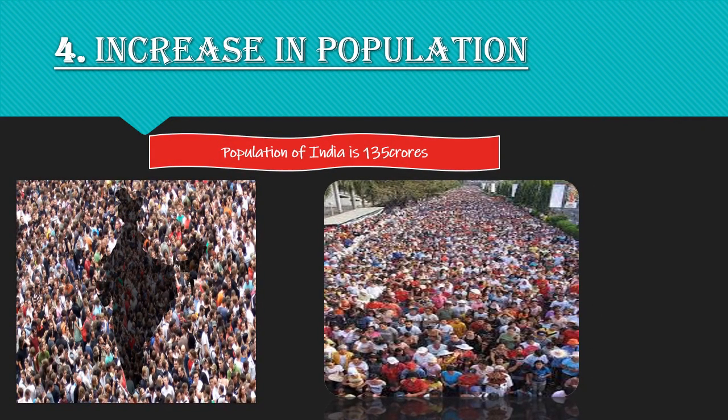So the next point is the increase in population. As you all know, India is in second position in terms of population in the world. In the first position there is China with a population of 139 crore, and in our country the population of India is 135 crore. You can just imagine, if the population is this much, then obviously it requires huge funds for the welfare of this many people. So it is becoming a reason for the increase in public expenditure.